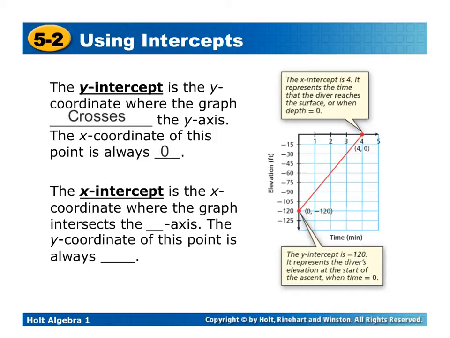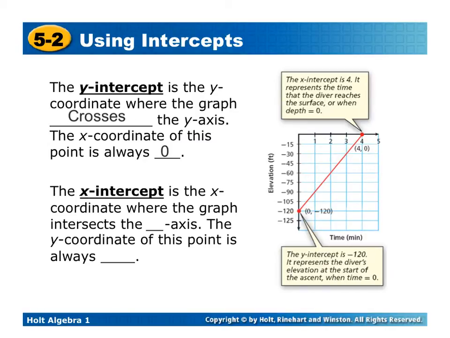Okay, so if we look over at the right here on our graph, remember our y-axis is always our vertical one. So at this point, our y-intercept is right here. It's at negative 120. So the point or the ordered pair would be 0, negative 120, because that's the point when our line is crossing the y-axis.